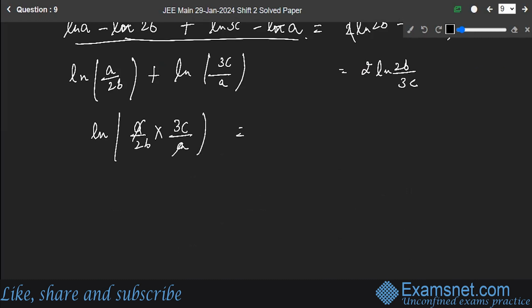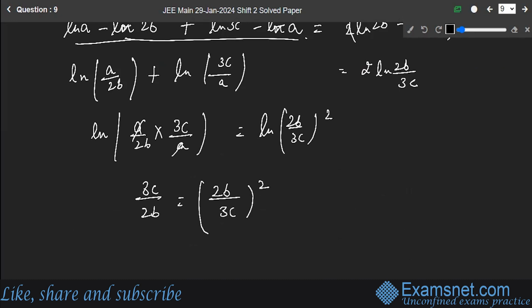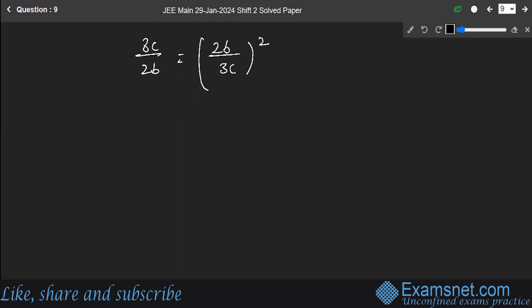So now this will be log A upon 2B into 3C upon A. This and this will cancel. This is equal to log of 2B upon 3C whole square. So you will have 3C upon 2B is equal to 2B upon 3C whole square. This will give me 27C cube is equal to 8B cube, or you have 2B is equal to 3C. Simple as that.